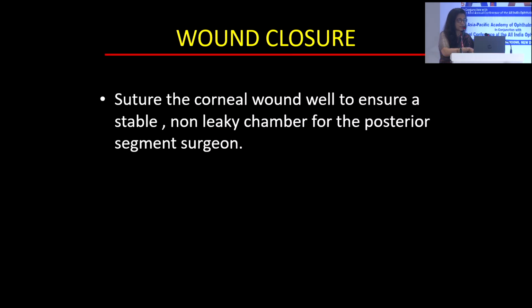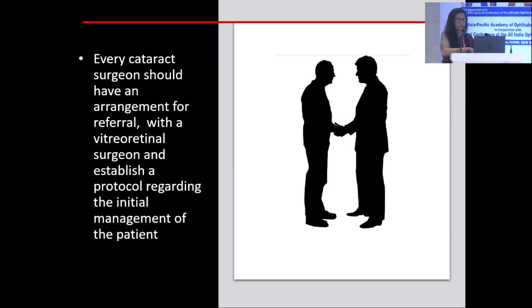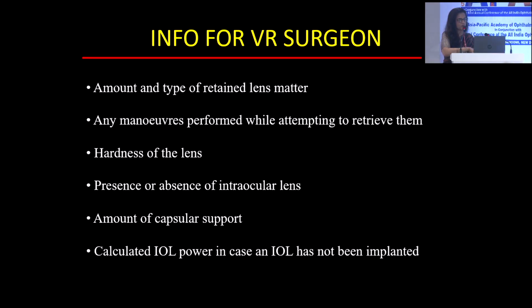Wound closure again is extremely important. Before referring to the vitreoretinal surgeon, ensure that the wound is stable and the chamber is not leaky, so that there's no further prolapse. Every cataract surgeon should have an arrangement with a vitreoretinal colleague in case you ever require one. So you should both be comfortable with each other. You should be able to refer to your vitreoretinal colleague, so always have someone in mind that you can refer these patients to.